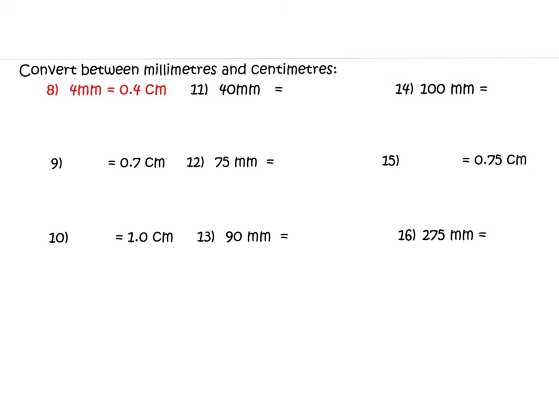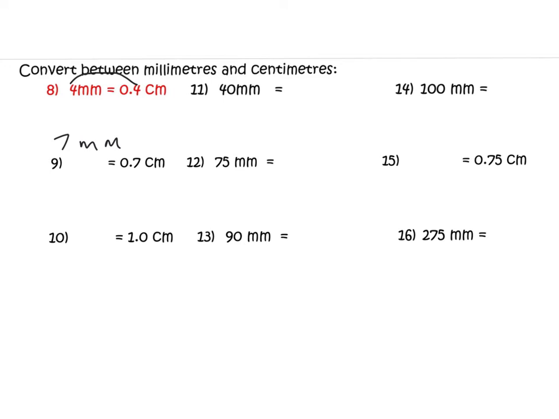Okay, very, very similar task here. Converting between millimeters and centimeters. So you've got 4 millimeters is 0.4 centimeters, because 4 millimeters is 4 tenths of a centimeter. So if we look at the next one, it says 0.7 centimeters. So what would that be in millimeters? That's 7 millimeters.